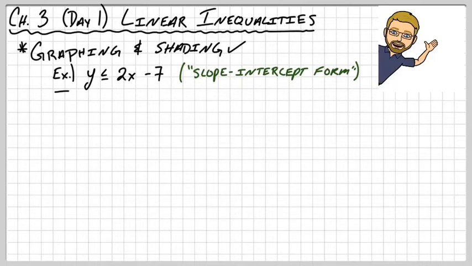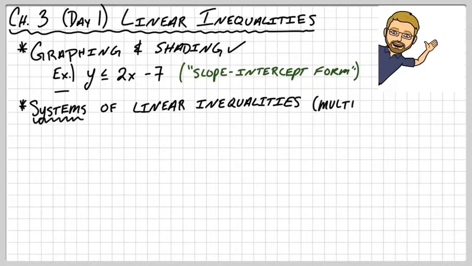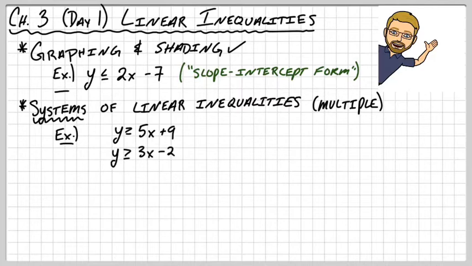And then we'll talk about systems of linear inequalities, which just means more than one. There'll be multiple for us to graph. So in a system of linear inequalities, we might have 2 or 3 or 4 individual linear inequalities that we want to graph on the same graph. So for example, y is greater than or equal to 5x plus 9, y is greater than or equal to 3x minus 2, y is less than or equal to x plus 11. And then we'll use this curly bracket so we know that they're all three together. They're supposed to be on the same graph.